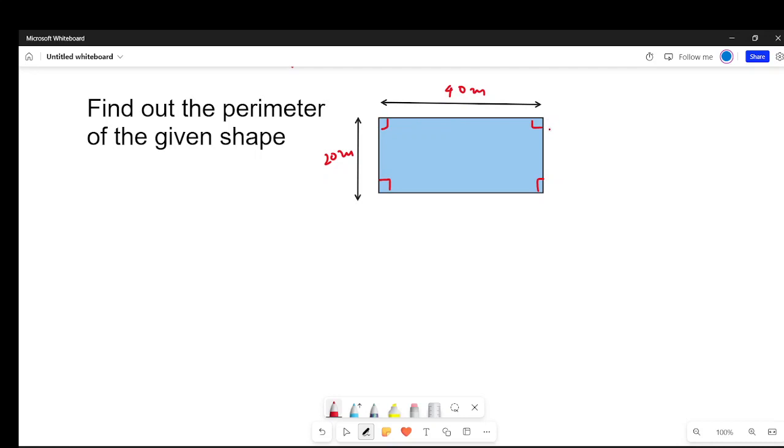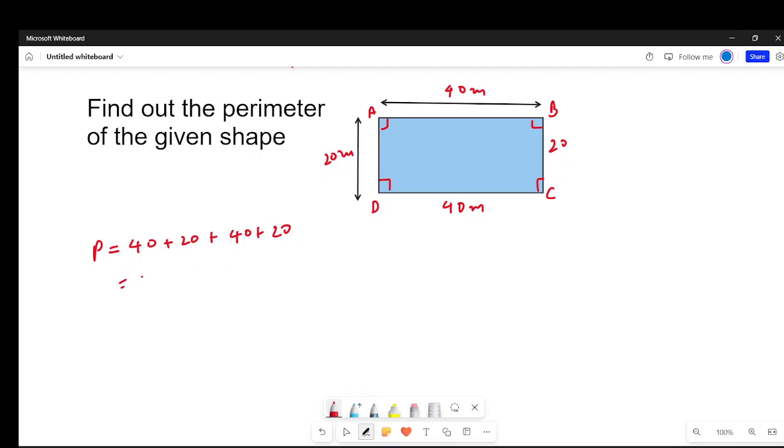Then if you go this side, you will get 20 meter. Then this side will be 40 meter, this side 20 meter. So A to B 40, B to C 20. So the perimeter P will be 40 for A to B, then B to C 20, C to D 40, and D to A 20. That is the point. Then how much is the value?